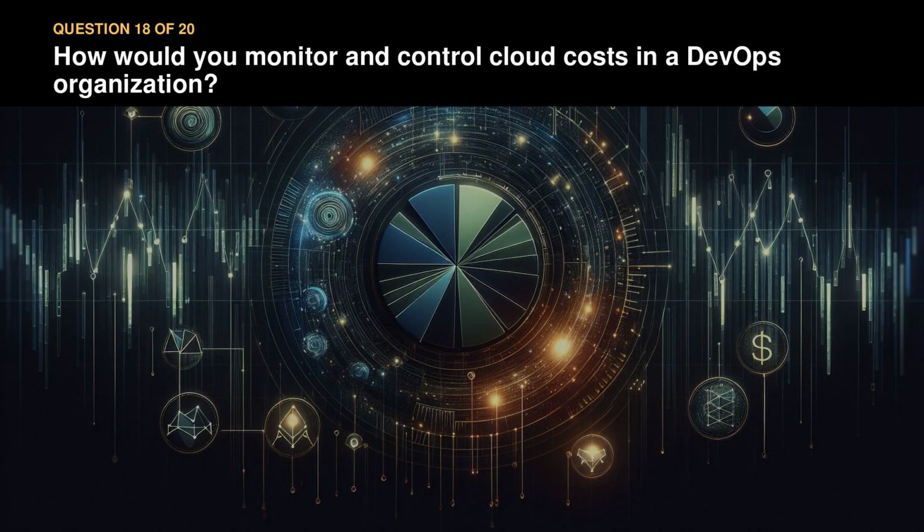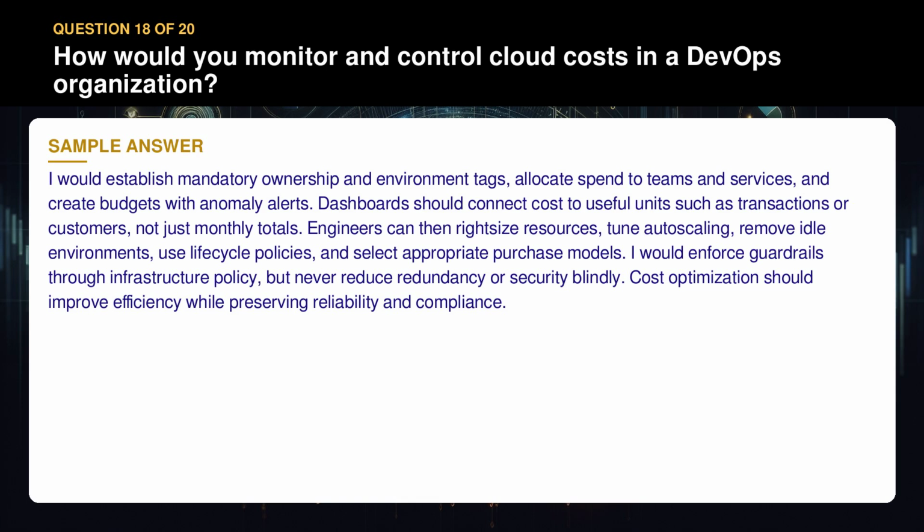Question 18. How would you monitor and control cloud costs in a DevOps organization? I would establish mandatory ownership and environment tags, allocate spend to teams and services, and create budgets with anomaly alerts. Dashboards should connect cost to useful units such as transactions or customers, not just monthly totals. Engineers can then right-size resources, tune autoscaling, remove idle environments, use lifecycle policies, and select appropriate purchase models. I would enforce guardrails through infrastructure policy, but never reduce redundancy or security blindly. Cost optimization should improve efficiency while preserving reliability and compliance.